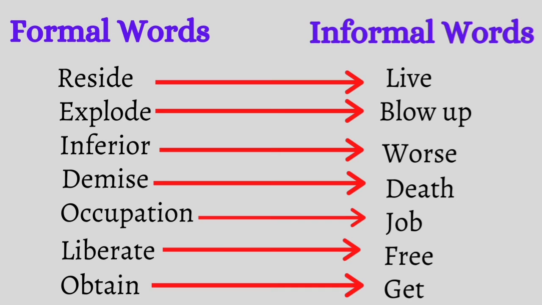Another formal word is liberate. And the informal word for liberate is free. Another formal word is obtain. So the formal word is obtain and the informal word is get. So I obtain this laptop or I get this laptop. You get what I'm saying, guys?